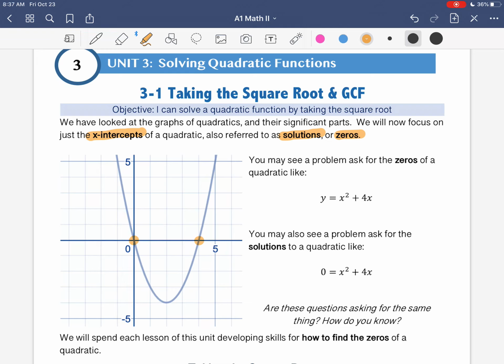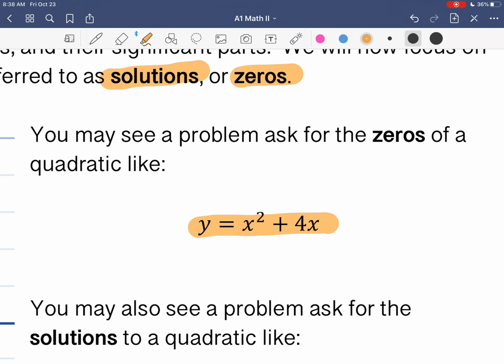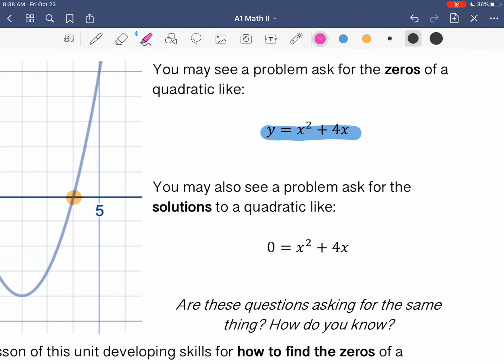And remember from our previous lesson, a quadratic can have 0, 1, or 2 different x-intercepts. And so there may be 0, 1, or 2 solutions to a quadratic. And so when we are asked questions that want us to find the zeros, sometimes it will say something like this, like find the zeros of a quadratic like this. Let me highlight it in a different color. Or it will say find the solutions to a quadratic like this.